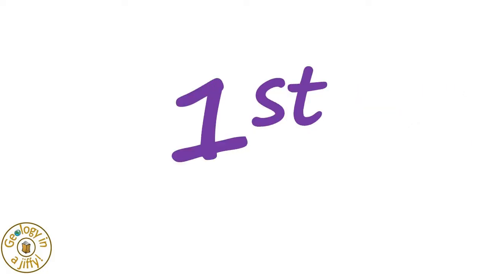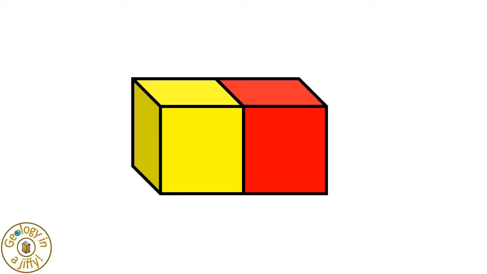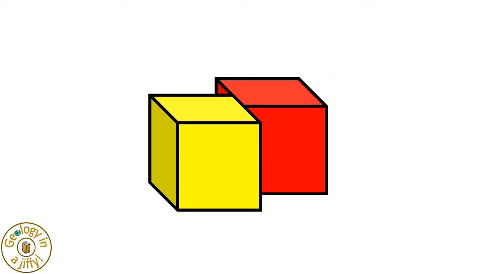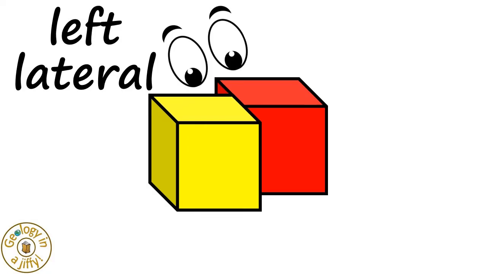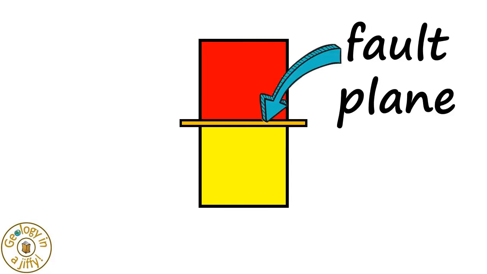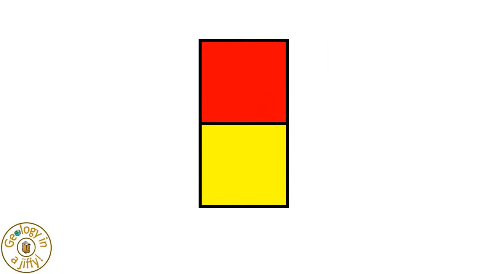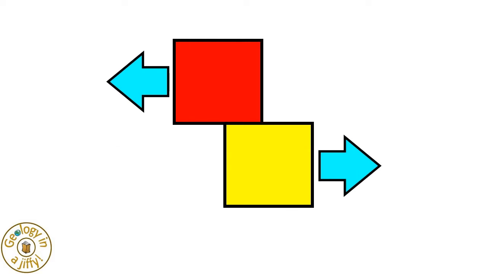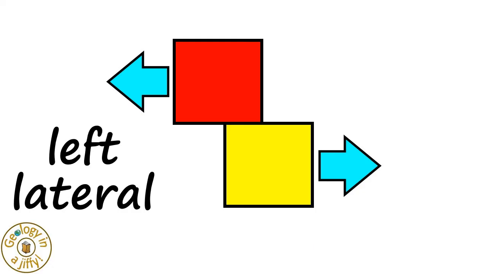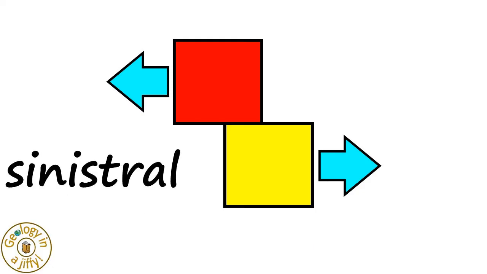This gives us two main types of strike-slip faults, where the movement is either to the left or to the right. The first type of strike-slip fault happens when one of the blocks of rock is forced sideways to the right, causing displacement, the other block moving in the opposite direction, giving us a left lateral strike-slip fault. If we look at this from above, we see the fault plane between the two blocks of rock. The yellow block moves to the right, meaning the displacement of the red block is to the left when viewed from either side of the fault, also known as sinistral movement.